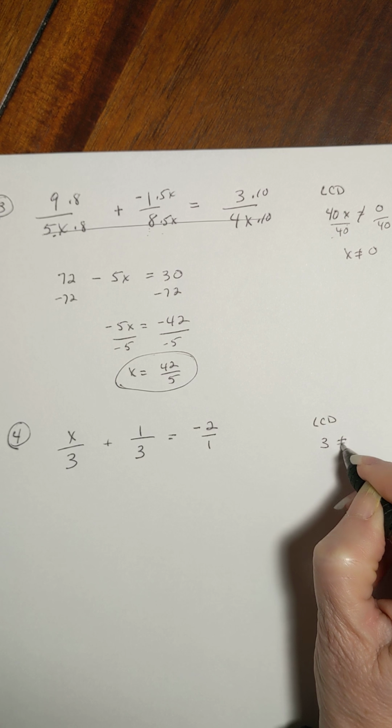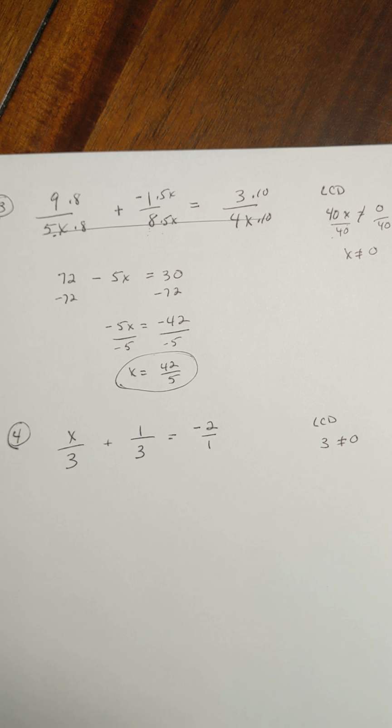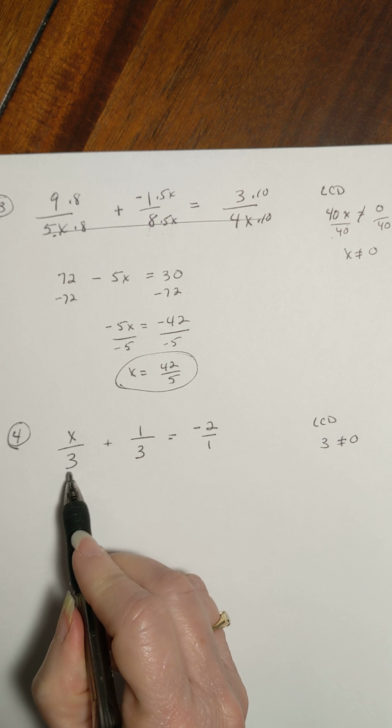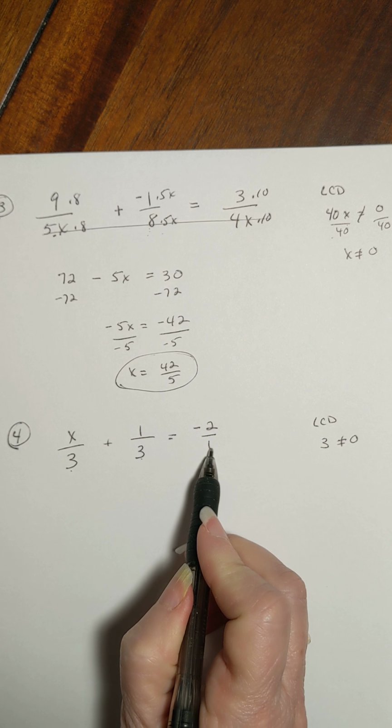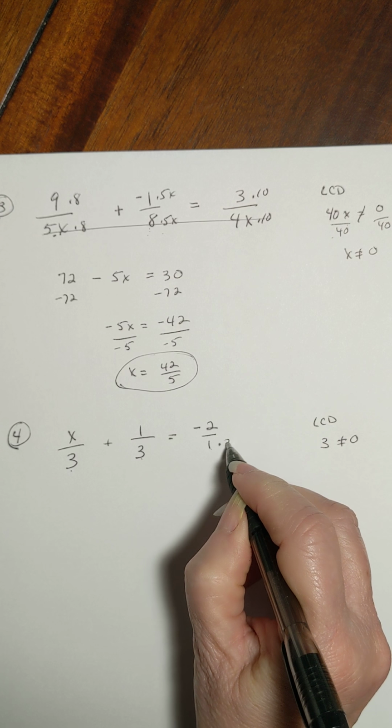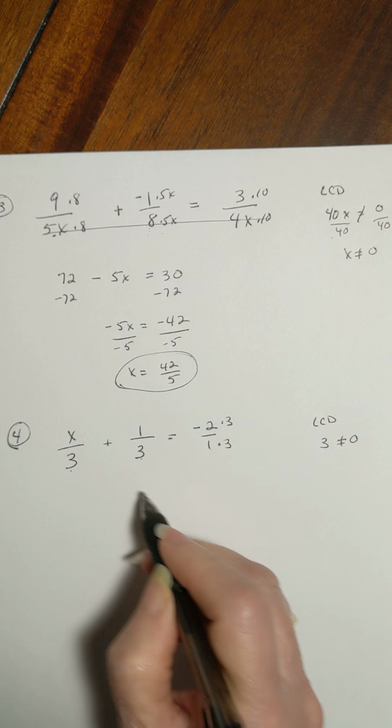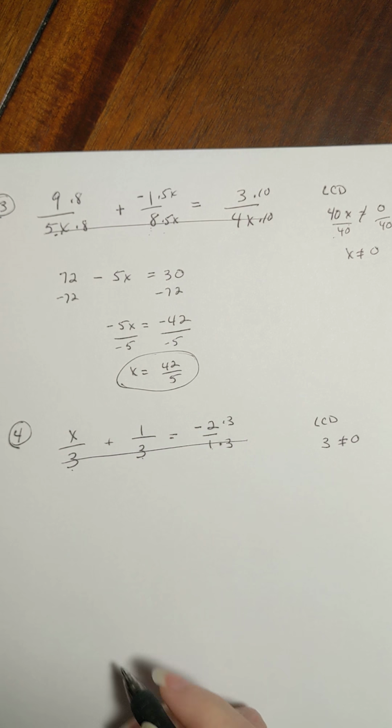Now 3 cannot equal 0, so I have no restricted values here. So this one's already 3, this one's already 3, this one needs the 3. So I'm going to multiply numerator and denominator by 3. And then I scratch the denominators.